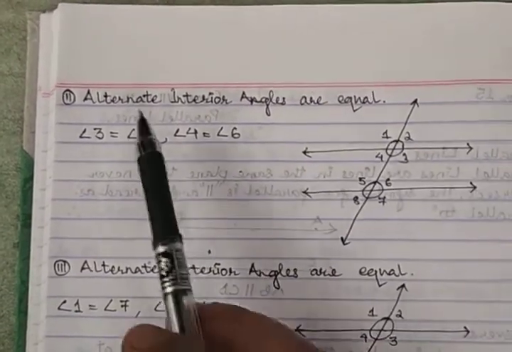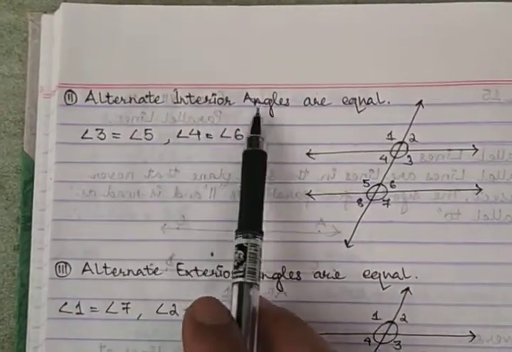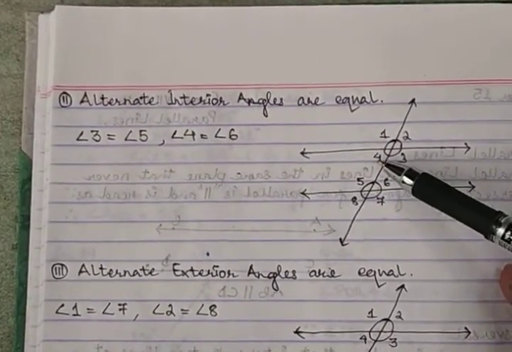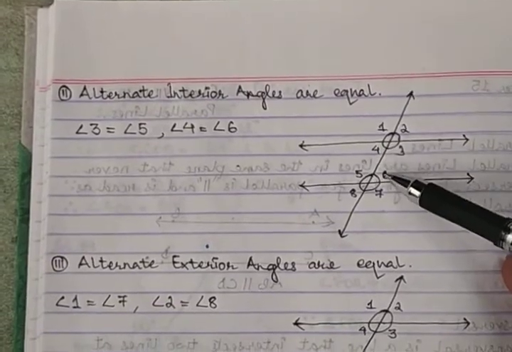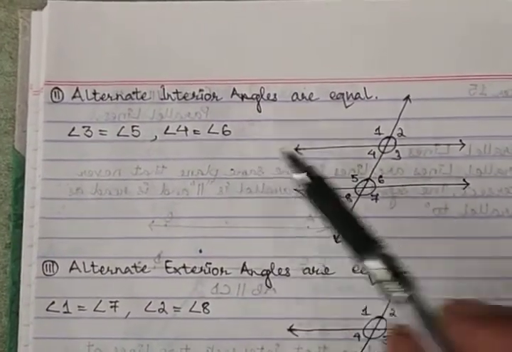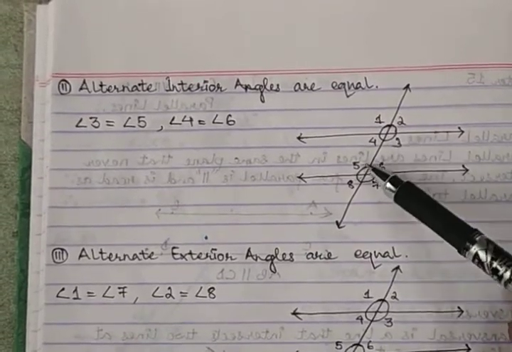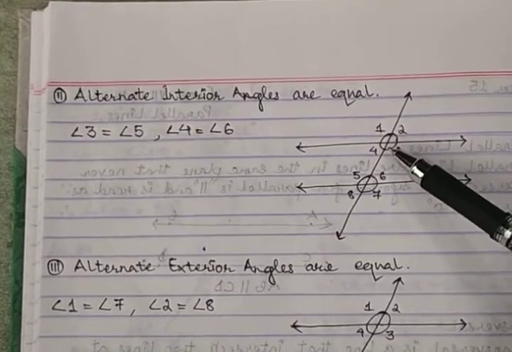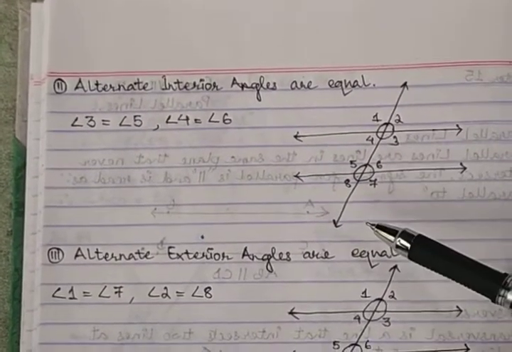Now what does the statement say? Alternate interior angles are equal. Alternate interior, okay, but alternate. So alternate means 4 will be equal to 6. See, 4 is equal to 6. That is why I have written 4 equals 6. Similarly, 3 is equal to 5. I hope you get this. Interior alternate angles.